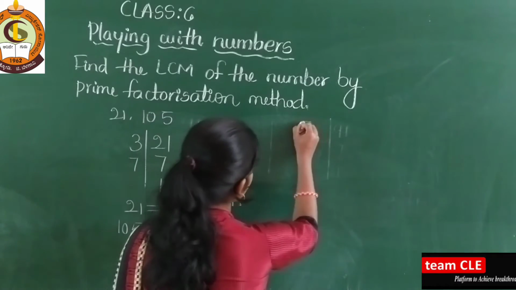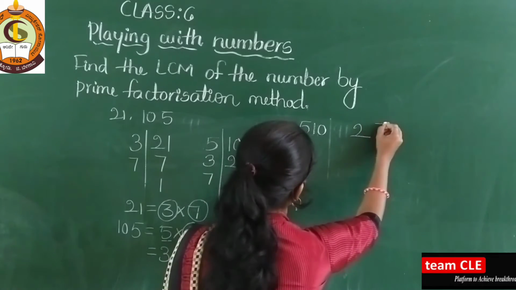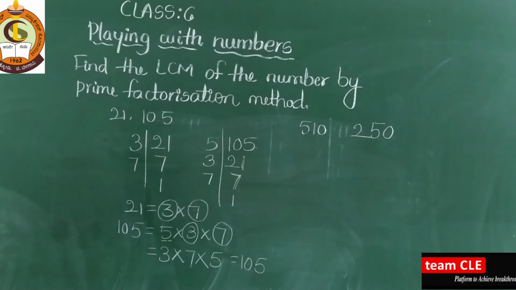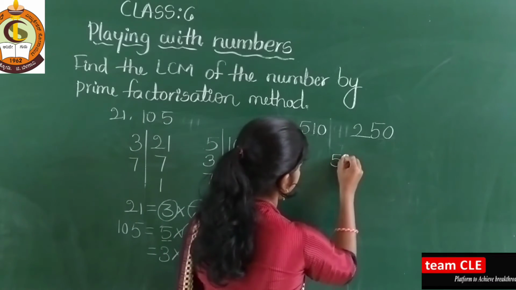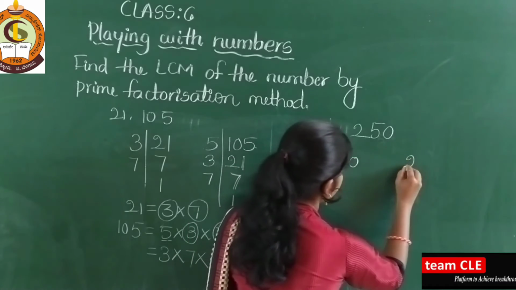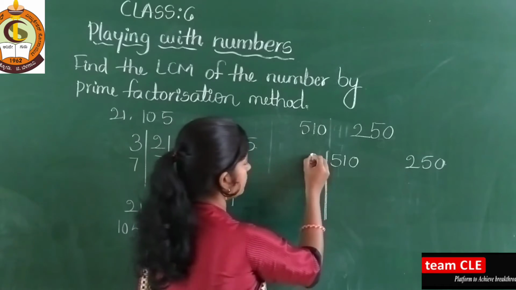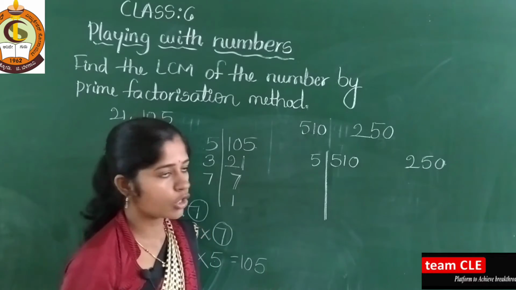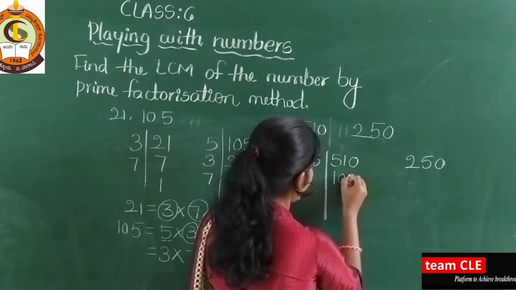So let us take 510 and 250. See here, if 0 is in the ones place, that number is divisible by 2, 5 and also by 10. So let us see. Divide this 510 and here I will take 250. I will divide with 5 here, because 5 is a prime number. I can't take 10 here because 10 is a composite number. So 5 ones are 5 and here 0, 5 twos are 10.